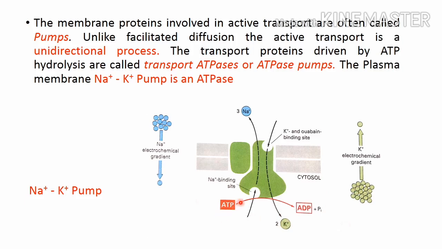So the movement of these ions takes place against their concentration gradient, and it is not possible without the utilization of ATP energy. That's why this is called direct active transport. Here the ions are transported against their concentration gradient using the energy of ATP molecules.